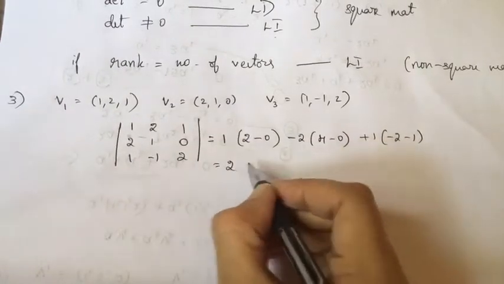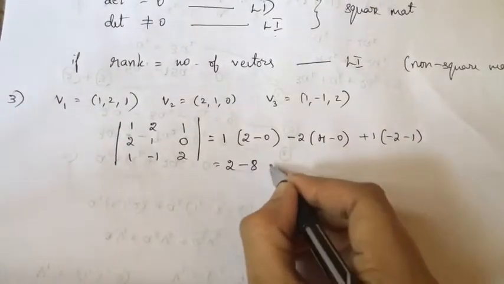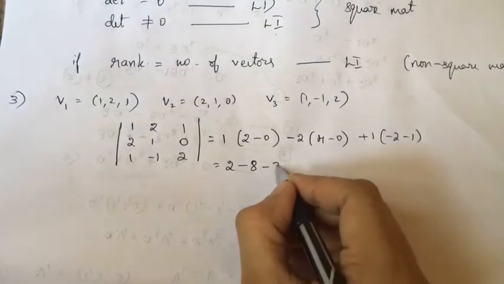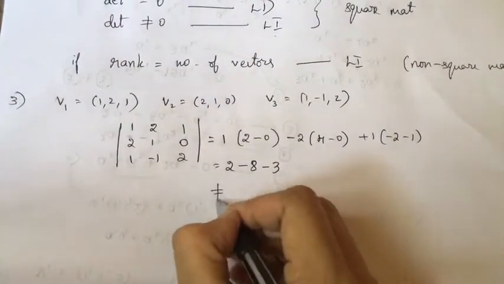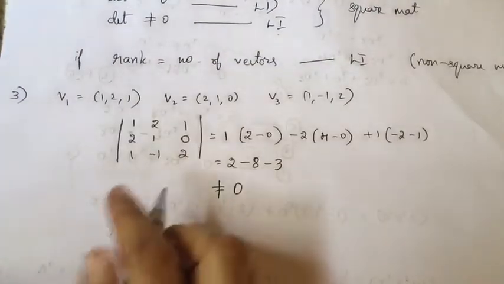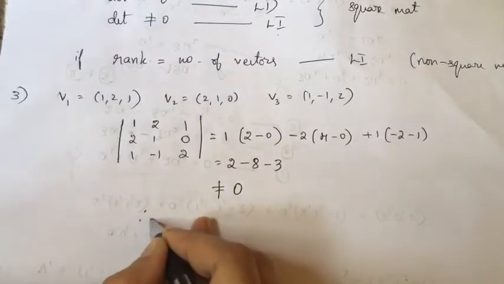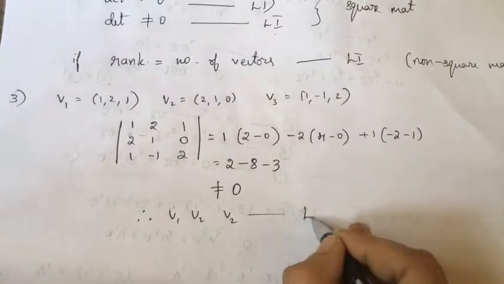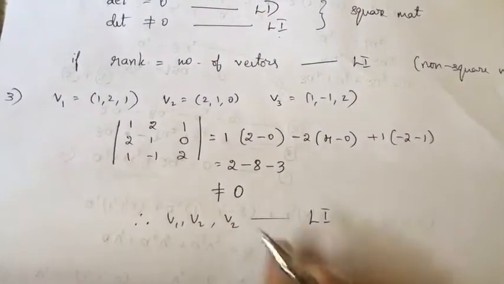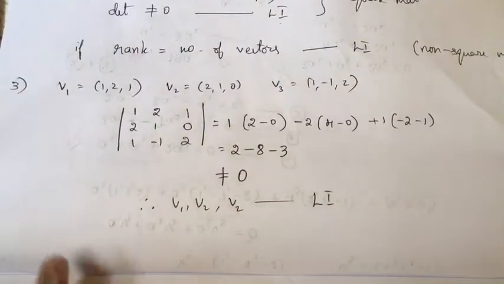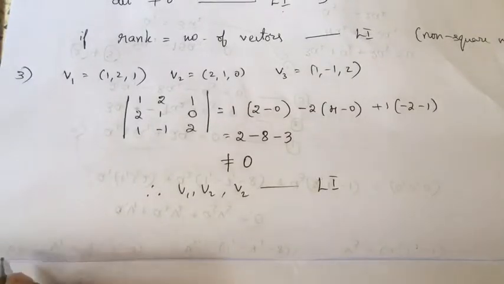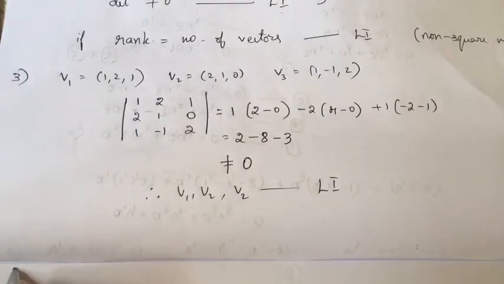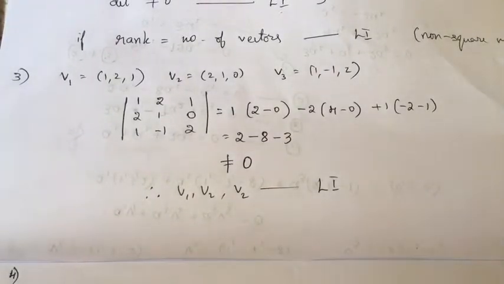The determinant is not equal to 0, therefore I can say v1, v2, v3 are linearly independent. This is another method for checking whether vectors are linearly independent or not.